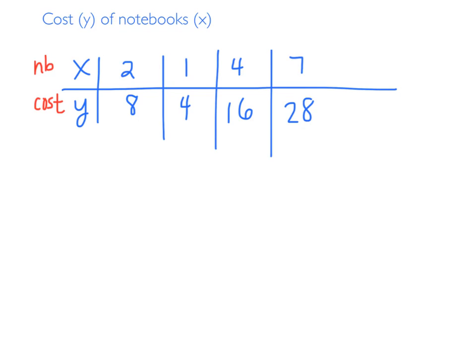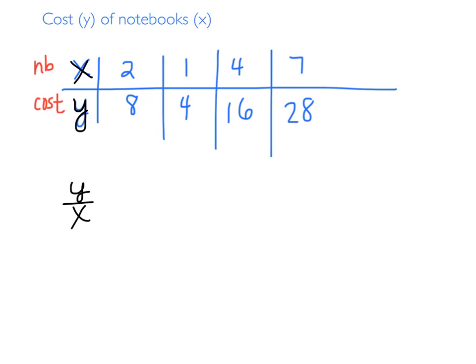All right, let's say that we have this table, and we want to know, is this proportional or not? You can see that the table shows the cost of some different notebooks, and the notebooks is the X. So 2 notebooks cost $8. 1 notebook costs $4. 4 of them cost $16. 7 of them cost $28. I want to know, is this proportional? One way that you can figure it out is you can take your Y divided by your X.